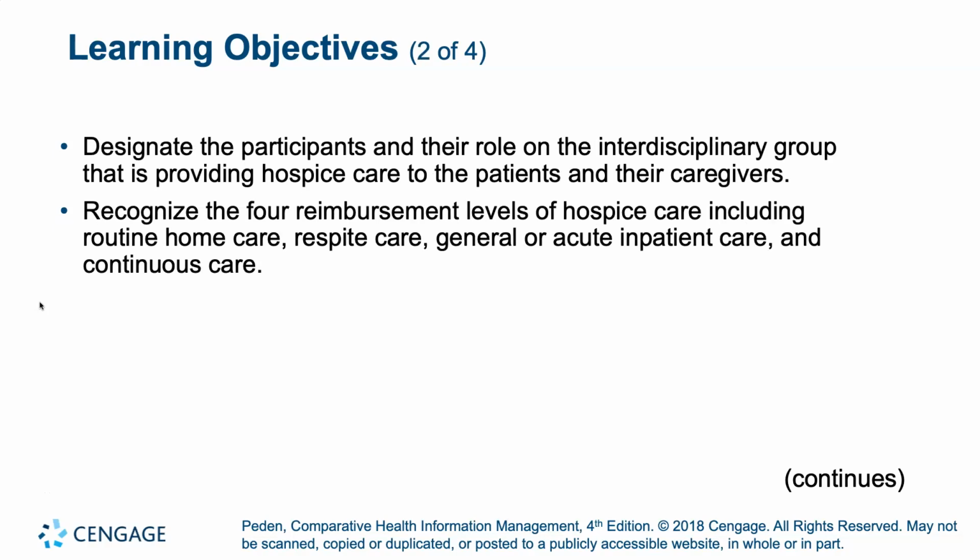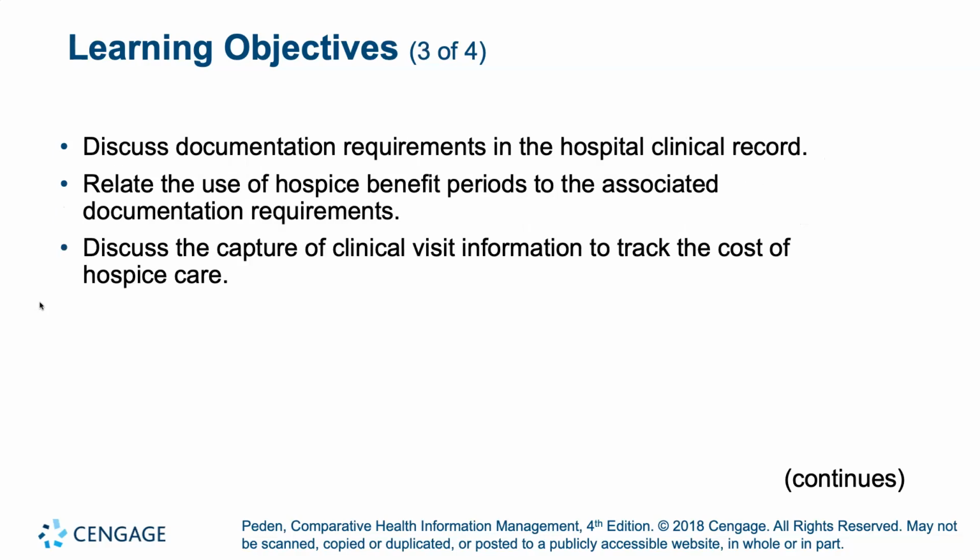We will talk about participants and their role because hospice is very much an interdisciplinary group that provides hospice care not only to patients but also to their families and caregivers. We will go through the 4 reimbursement levels of hospice care, including routine home care, respite care, general or acute inpatient care, and continuous care.